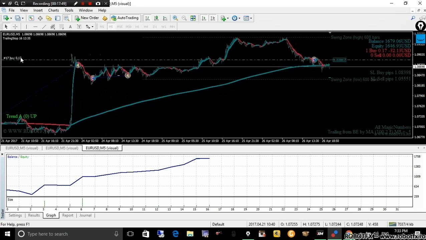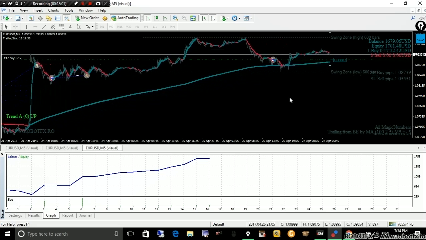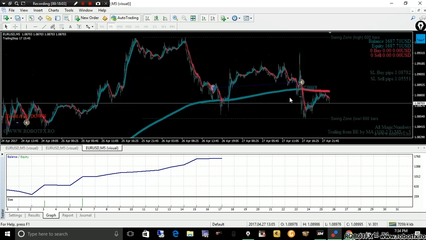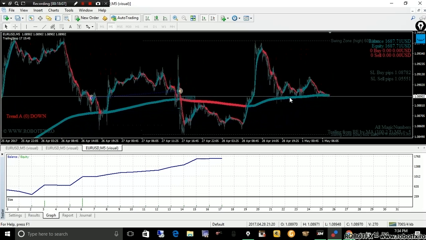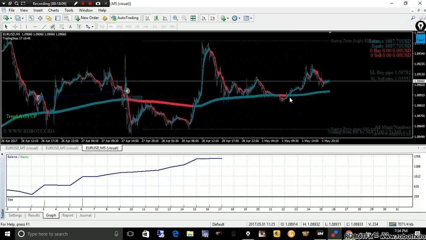And now the lot size is 0.17, 0.17 being the percentage from the equity, which is almost 1700. If you remember, the lot size will be given by that percentage. We're not using a fixed lot size.